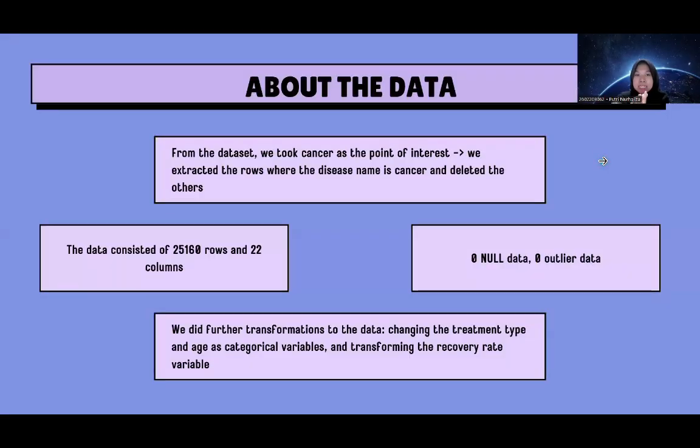Now, I'm going to outline the data we use to analyze cancer. From the dataset, with cancer as the point of interest, I will keep the rows where the disease name is cancer and delete the others. Regarding the size of the data, it consists of 25,160 rows and 22 columns. Regarding data quality, we checked that there are no null values and no outliers in the dataset, which indicates that the data is clean. During processing, we did further transformation to the data, basically changing the treatment type and age to categorical variables and transforming the recovery variable.